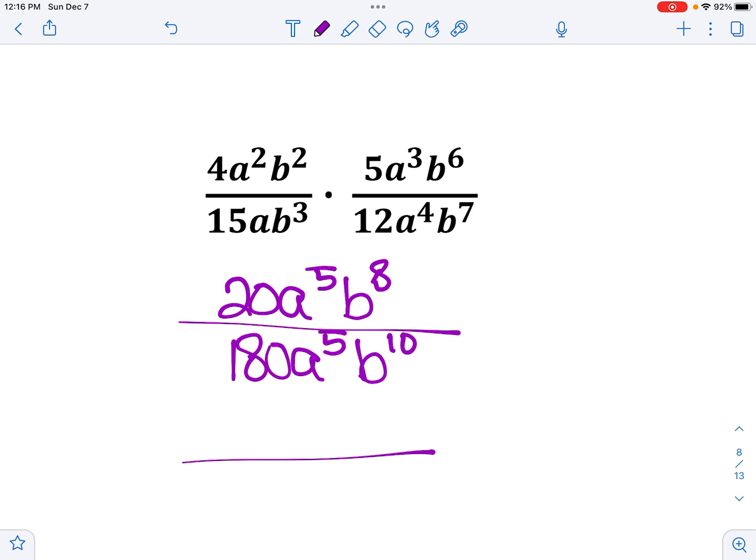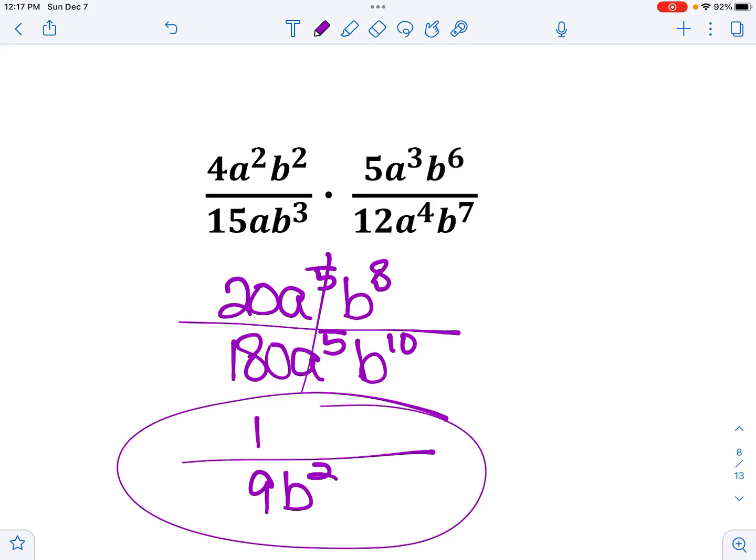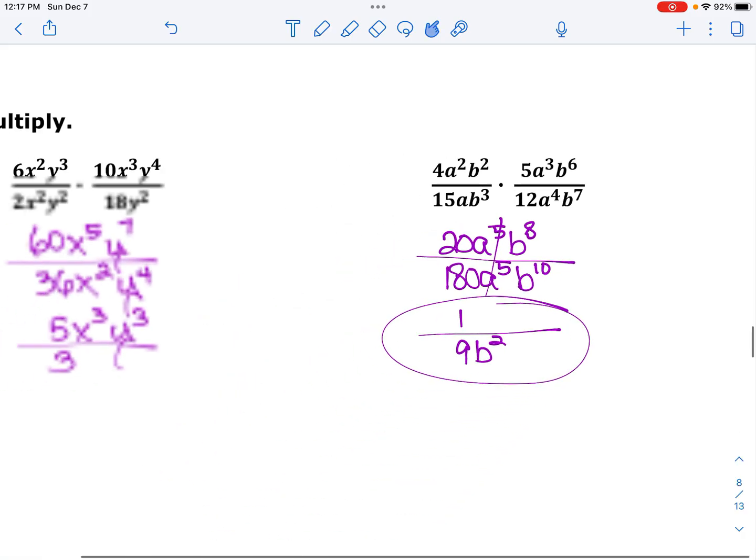Now reduce 20 and 180, that would be 1/9. A to the 5th divided by a to the 5th, those are going to cancel. B to the 8th, b to the 10th, subtract those, I get 2 extra on the bottom, so that would be down here. I don't have anything else on the top, so I'm going to leave that 1 there. This is the reduced form, would be 1 over 9b squared. That's multiplying.